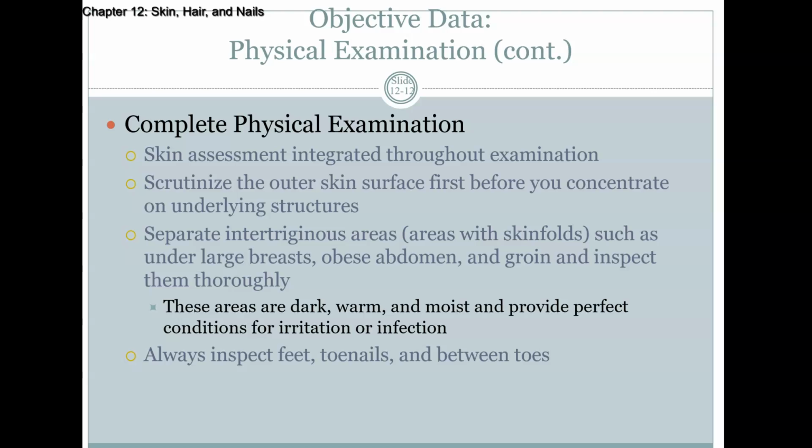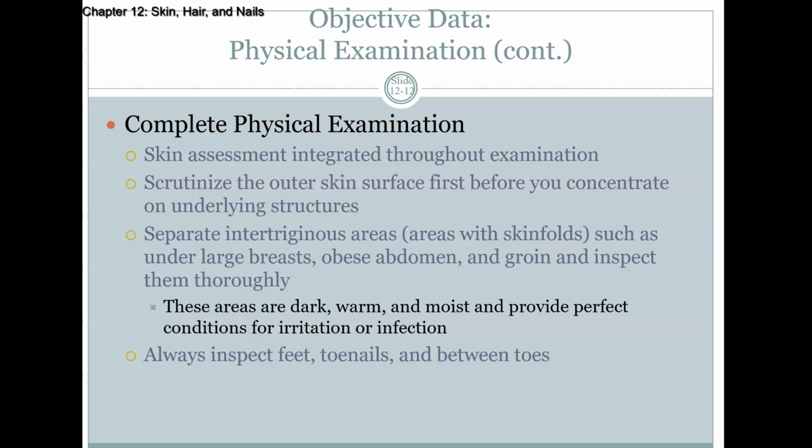If you have someone who is obese or a woman that has large breasts, you're always going to look up under those folds just to make sure that they don't have some type of fungus. And you're constantly instructing people, when you're examining them, on ways to take care of their skin. So you're going to inspect them thoroughly. Because those fold areas are dark, warm, and moist, they can provide a very good petri dish, more or less, for irritation and infection. So you want to make sure that you check those things.